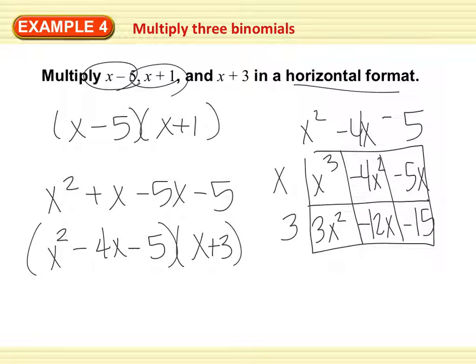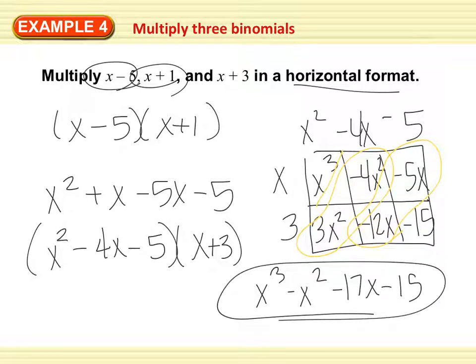Okay, then collect like terms. X cubed. And then here, positive 3, negative 4 is negative 1 x squared. Negative 12, negative 5 is negative 17x minus 15. There you go.